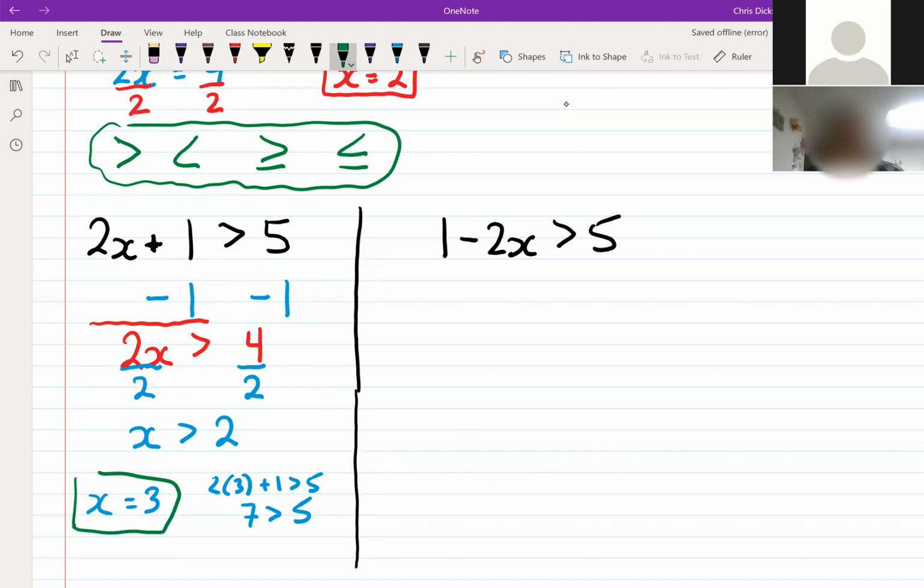If we think of that being our solution, x bigger than 2 would work here. So any number larger than 2 should work for us.